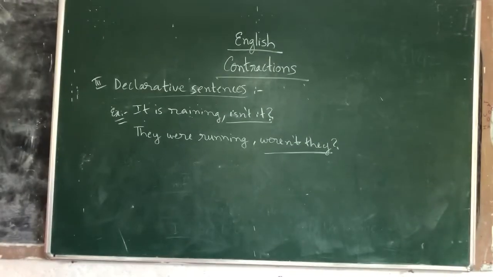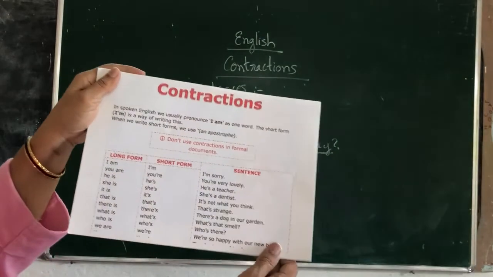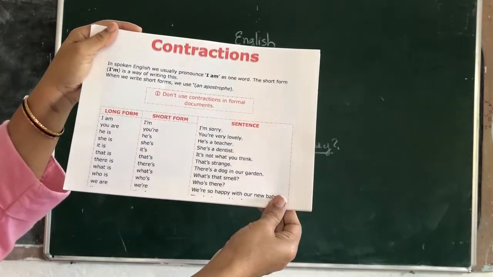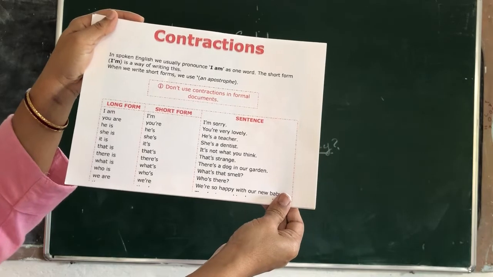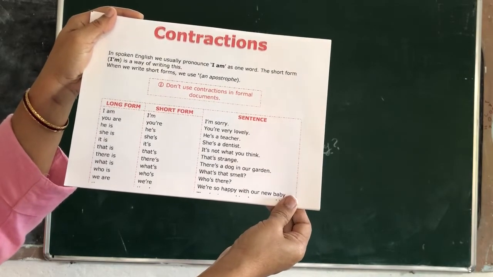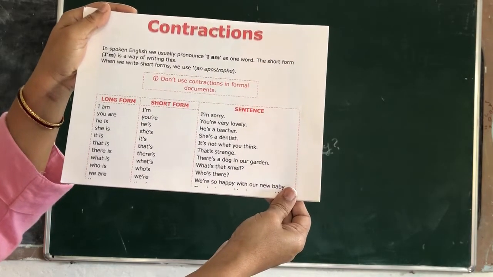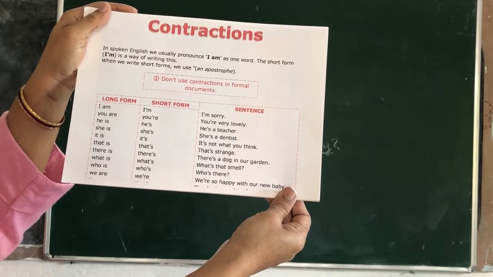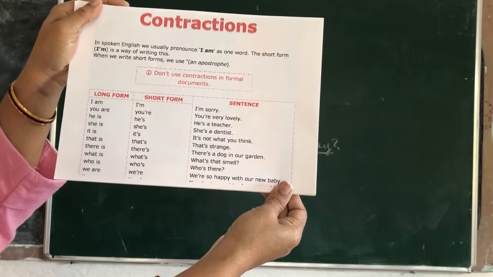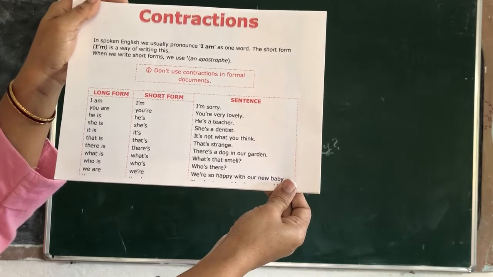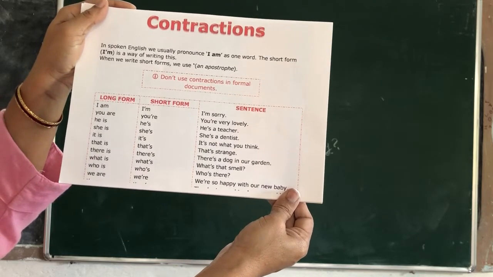In the same way, just as we use the contractions. Okay. See here, long form and short form and sentence. I am, I'm sorry. You are, you're very lovely. Is he a teacher? She is a dentist. It is, it's not what you think.